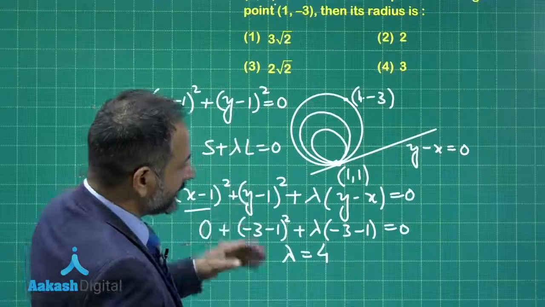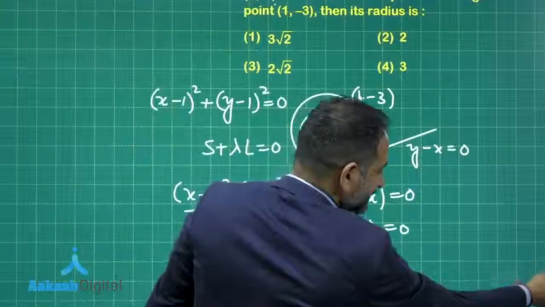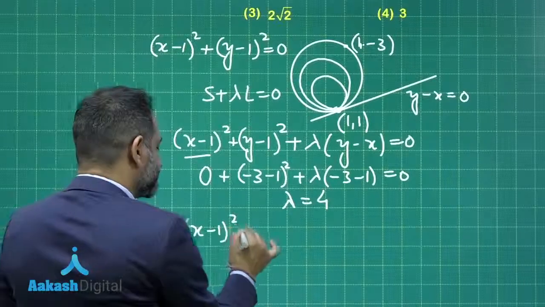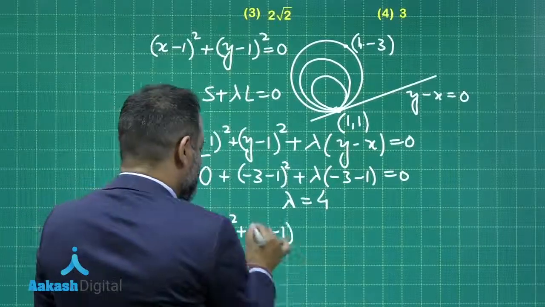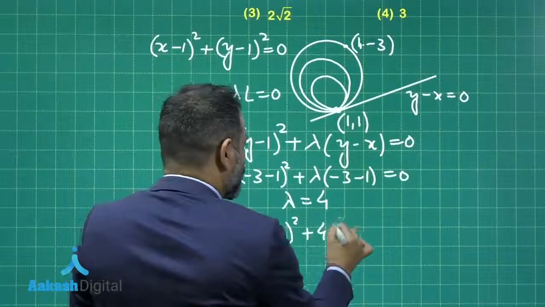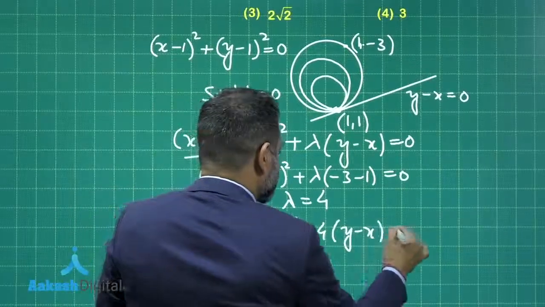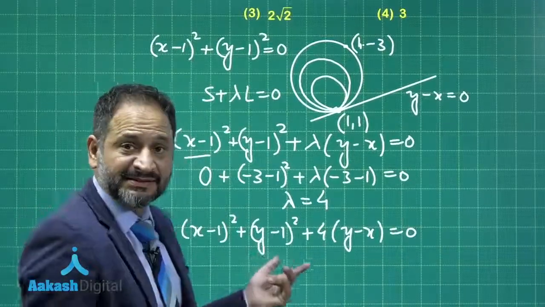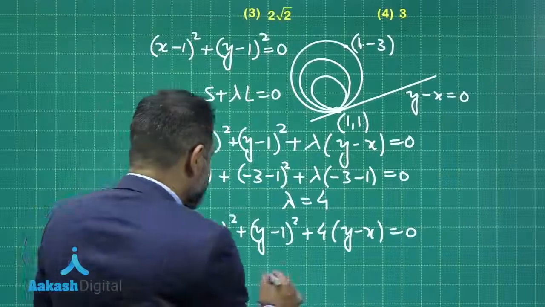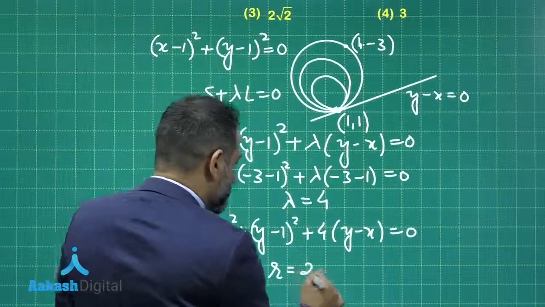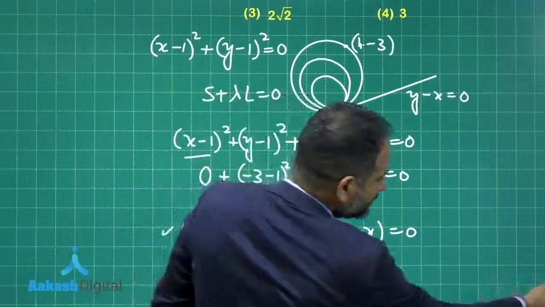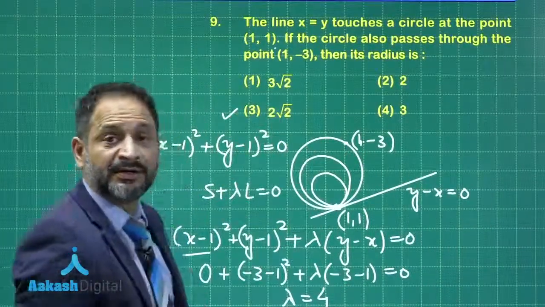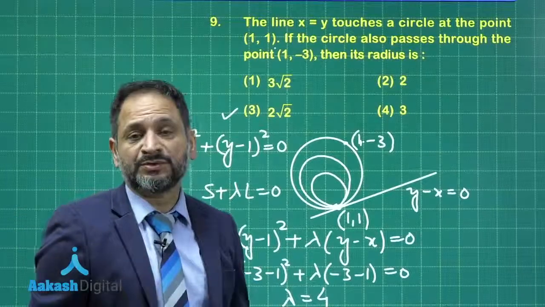So, the circle we are having here is (x minus 1) whole square plus (y minus 1) whole square plus 4 times (y minus x). Now if we expand this, we have the required circle and we can get the radius, which will come out to be 2 root 2. So definitely the correct option is the third option. Let us move on to the next problem.